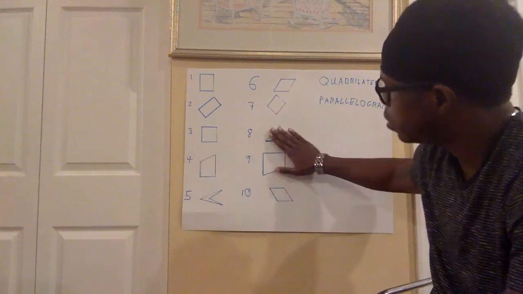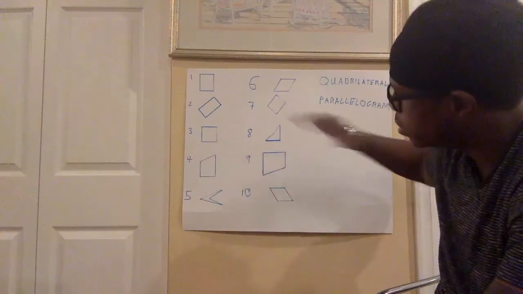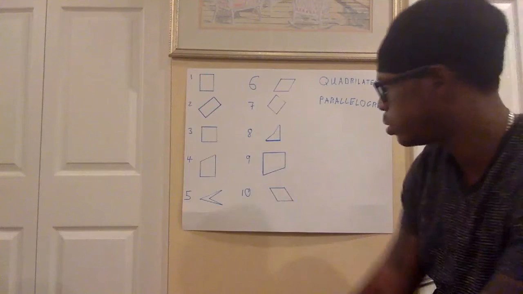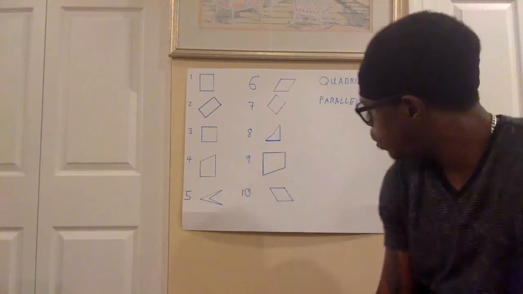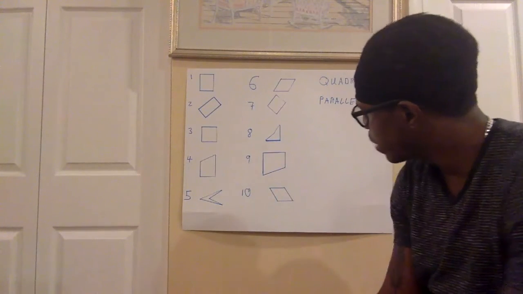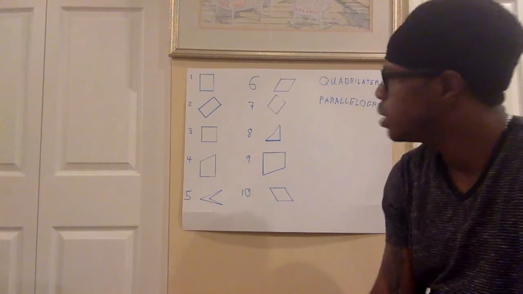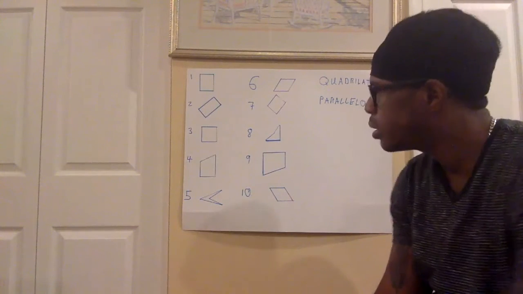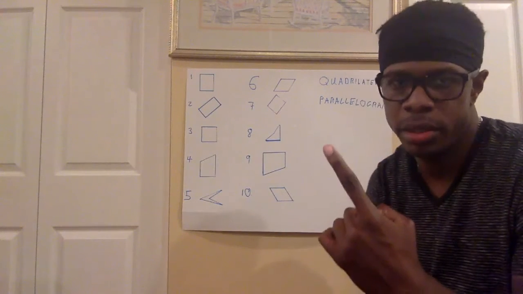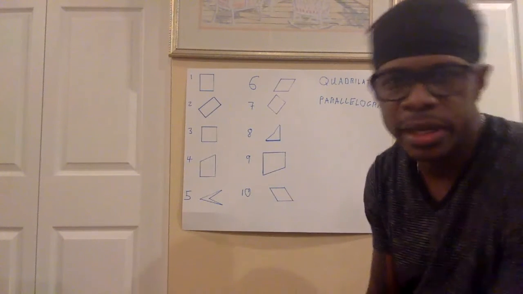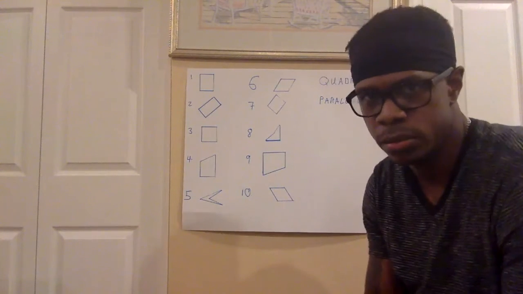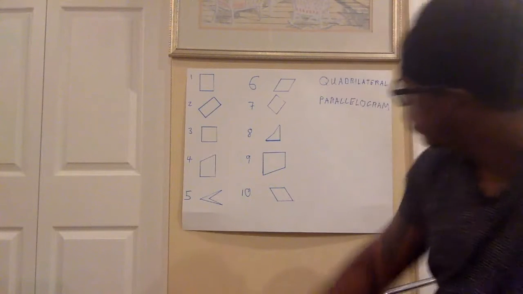So number 0 does not have any pairs of parallel lines. Number 9, what would that be? If I say it does have parallel lines and it has one pair, P-A-R, of parallel lines, would I be correct? Yes, I would be correct.